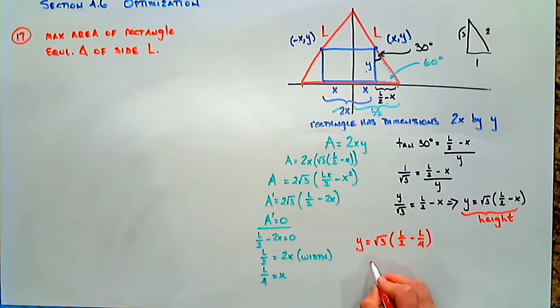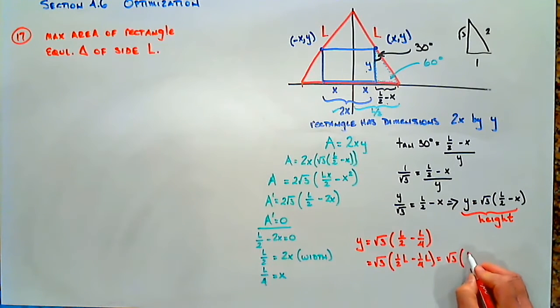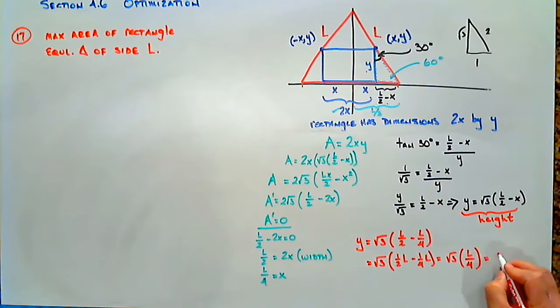If we just rewrite that and think about it logically, this is a half of an L minus a fourth of an L. And we all know if we have half of something minus a fourth, that gives us a fourth. So we're left here with y equals the square root of 3 times L over 4, or root 3L over 4. That's our height.